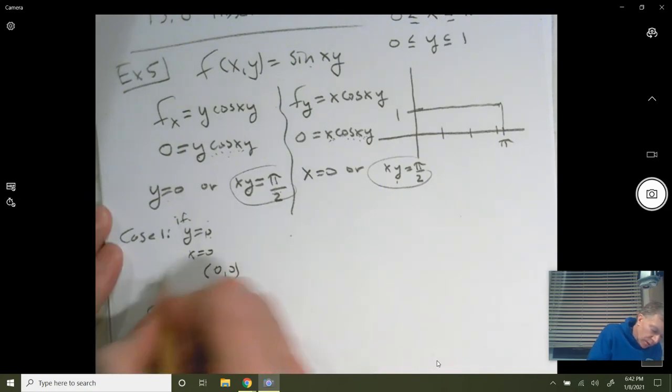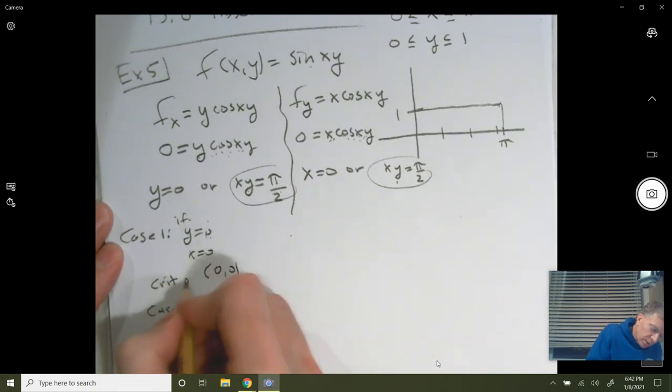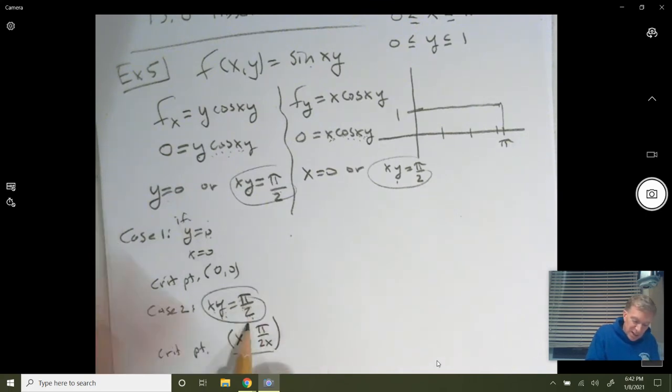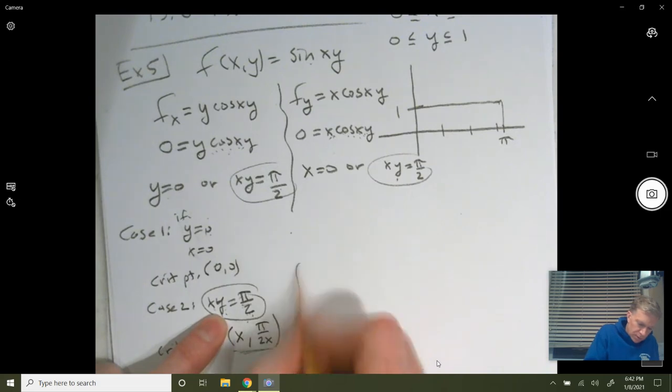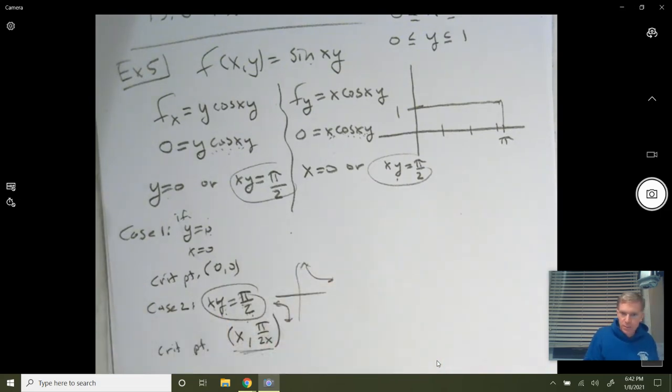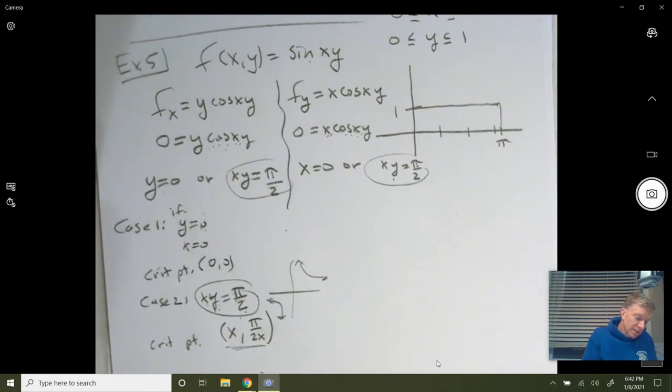Okay, so you have a critical point here, and then you have a critical point basically everywhere along this curve. And this thing is a hyperbola, right? Okay, it's one of those weird hyperbolas that goes like this. Okay, so now let's test. We've got this point 0, 0. Is that in our interval?